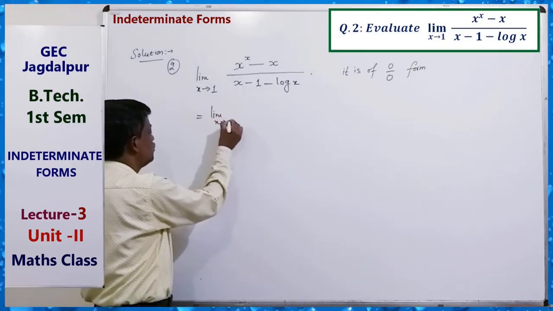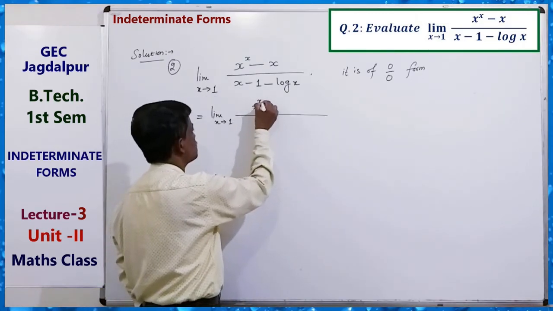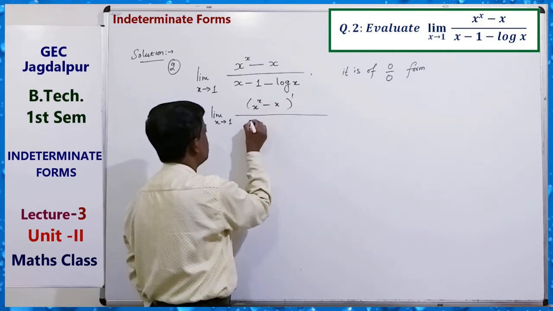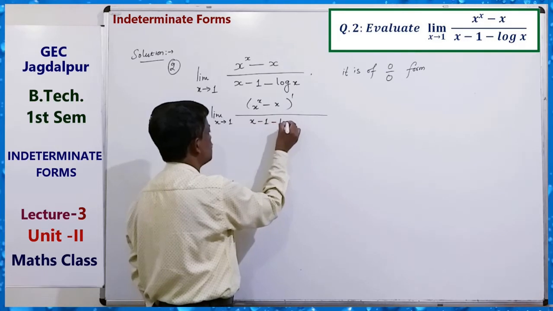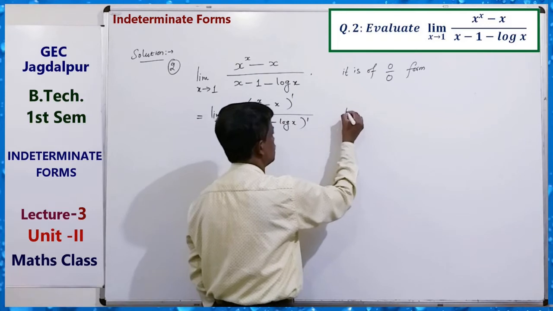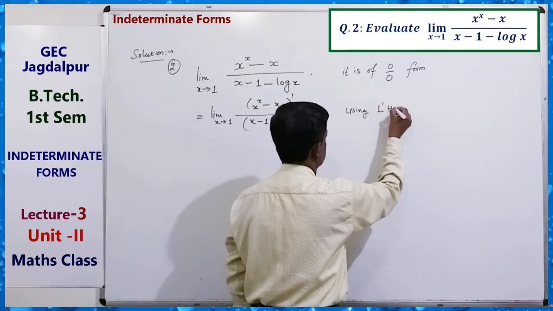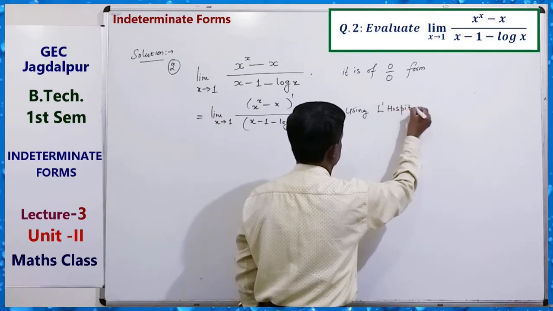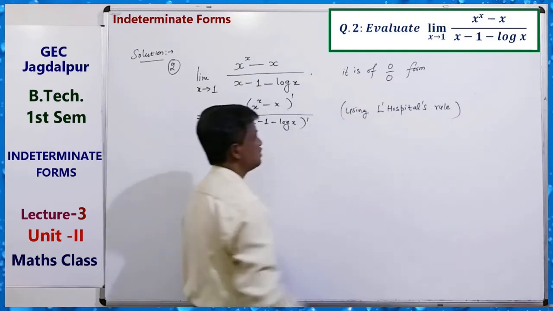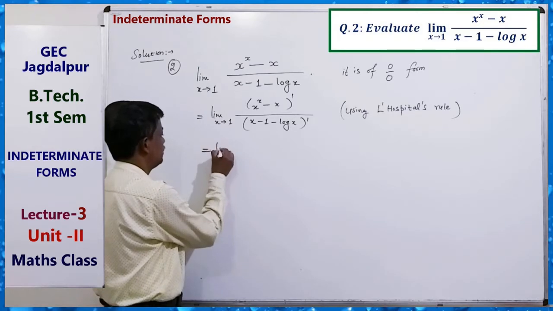Limit x tending to 1, (x to the power x minus x) dash upon (x minus 1 minus log x) dash, using L'Hospital rule. Just differentiate. So now solve it.